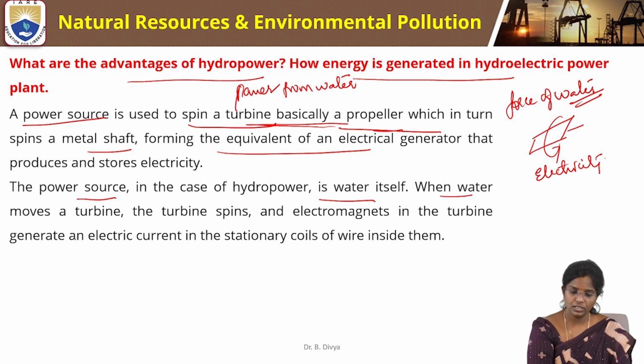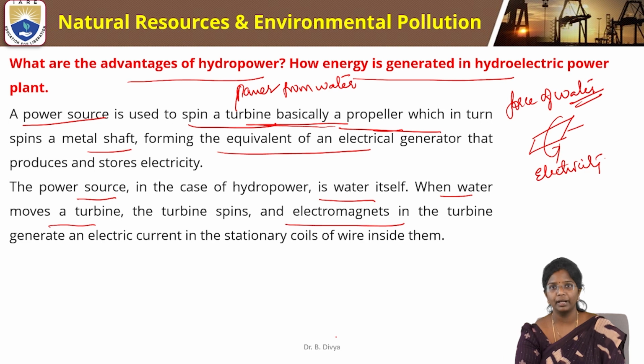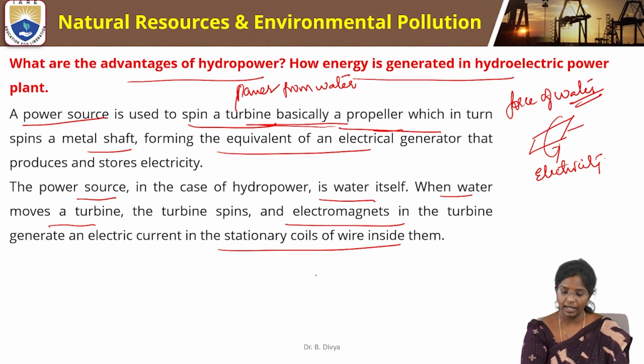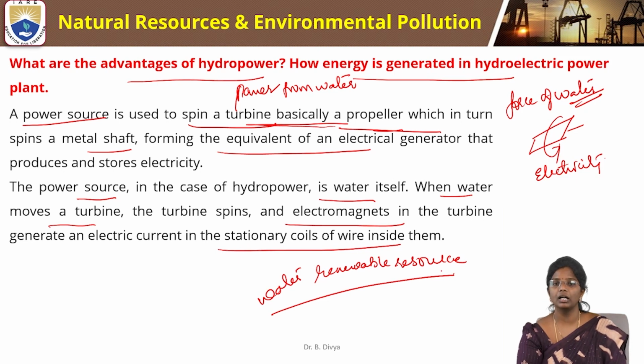When water moves, the turbine spins, and electromagnets in the turbine generate the electricity or the electric current in the stationary coils of wires inside them. So this is how hydropower generation is happening. Why is it really advantageous? Because a renewable resource is used here. Water is a renewable resource, so the power that is generated is a lifelong or continuous process.